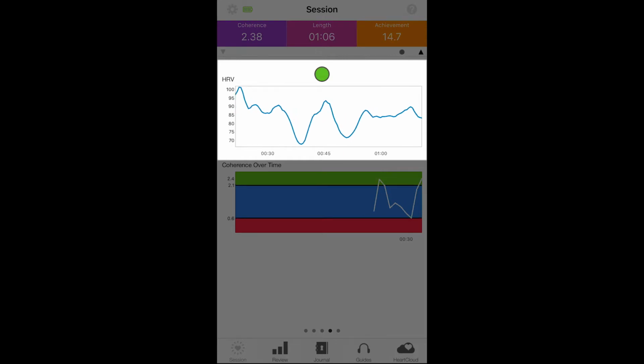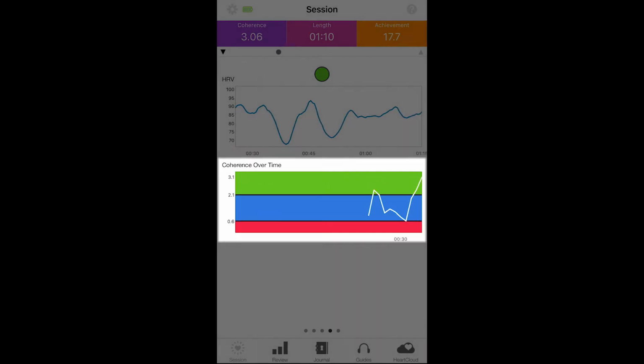The colored dot above the screen is your coherence level indicator. Below that, you will see coherence over time, which is indicated by a line rising and falling as your coherence level increases and decreases, moving through low, medium, and high coherence within the challenge level you have chosen.